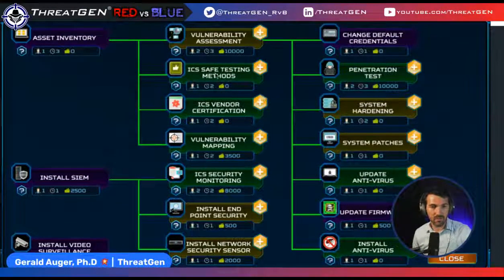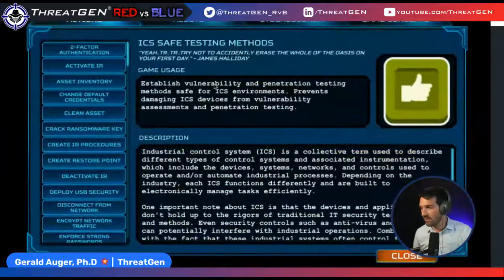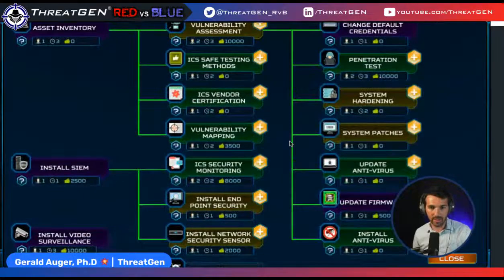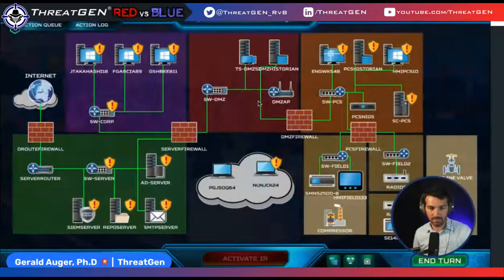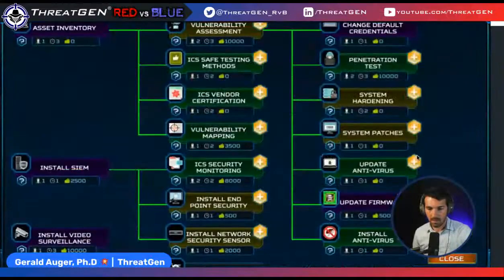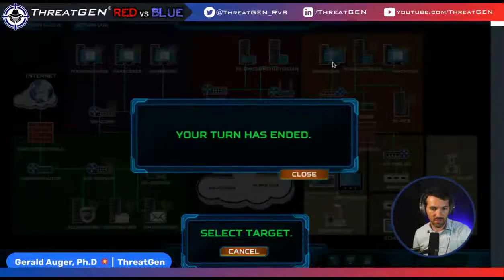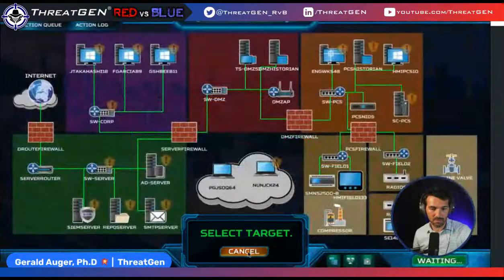All right, so what does safe testing methods do? I don't know what safe testing methods is, so let's read about it. Establish vulnerability and pen testing methods safe for ICS environments, preventing damaging devices from vulnerability assessments. Oh, that might be why I lost the first game, because I literally blew up my own stuff. Okay, let's do that then. And let's patch. See, this is Carl right here. I should patch Carl, but I'm not interested in it. Let's patch, uh-oh. Whoops.